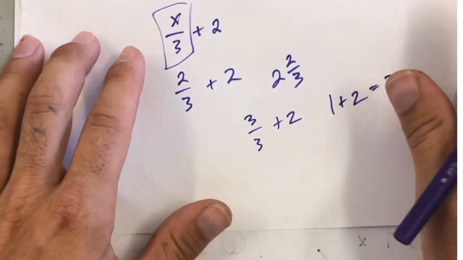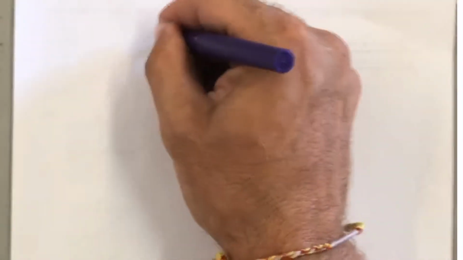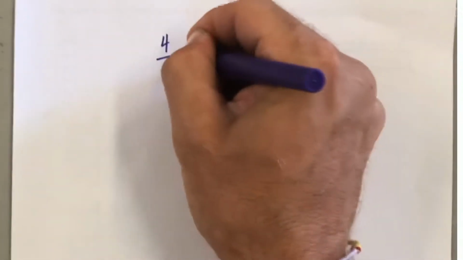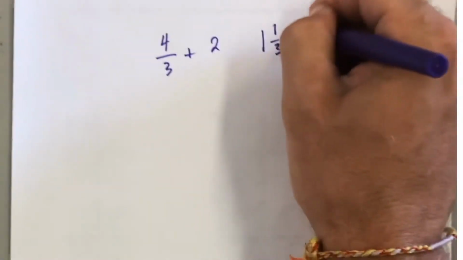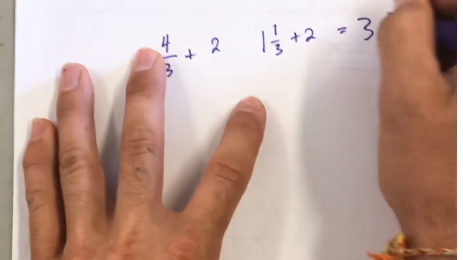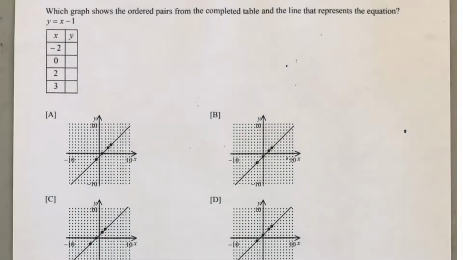Once I get to 4, it's an improper fraction, right? So any improper fraction, so if you got 4 over 3 plus 2, then it becomes 1 1/3 plus 2, and then you would make it 3 1/3 like this. Understand?